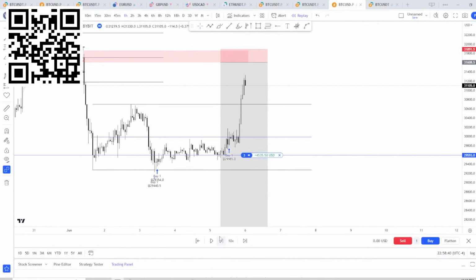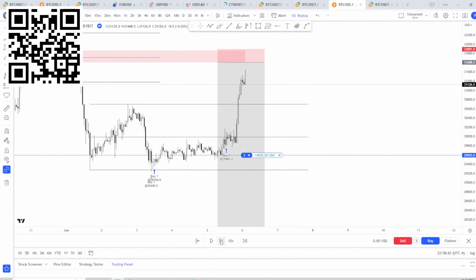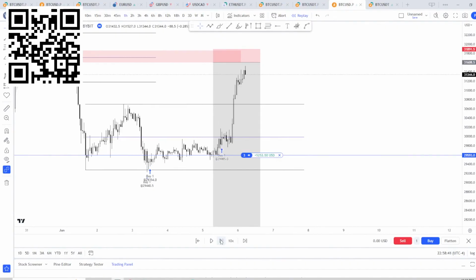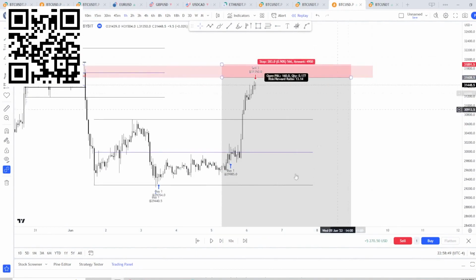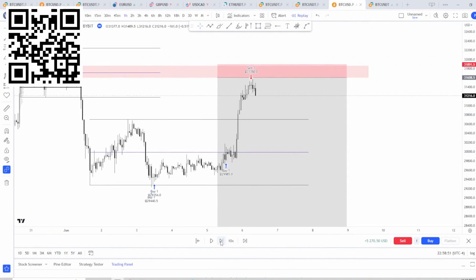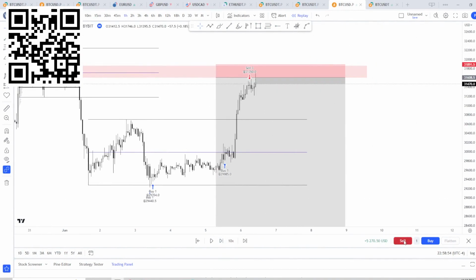Oh, that's nice. So obviously, we're going to partial out or take the whole trade out if we hit that supply. We're going to go short. That's close enough for me. I'm closing that guy out. We're going to look for this short trade from that supply zone. Let's see if we get it. Oh, so close. So, oh, there we go.